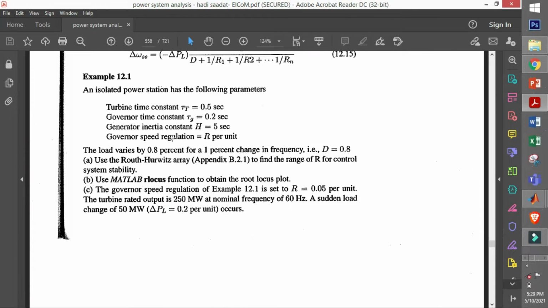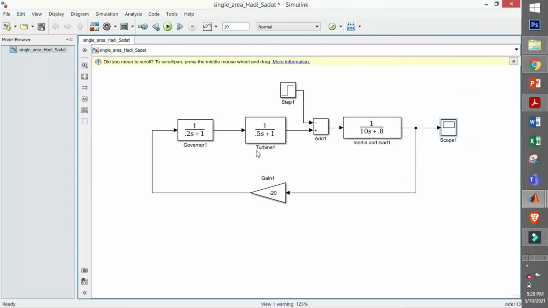So directly, I have already made the model, so I will show you the model, and we will try to relate that model. The governor time constant was given 0.2, this is Tg. The turbine time constant was given 0.5, that is Tt. Here the inertia H value was given 5, so this is 2H, so 2 into 5 is 10, and this is the D value, that is given 0.8.